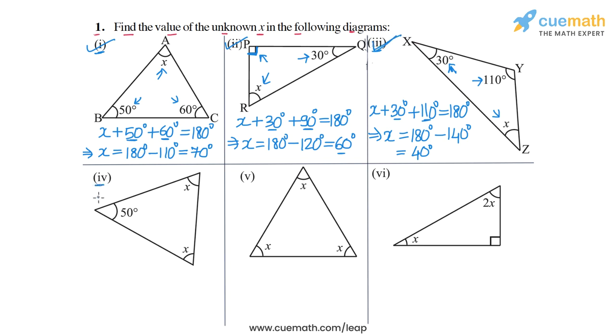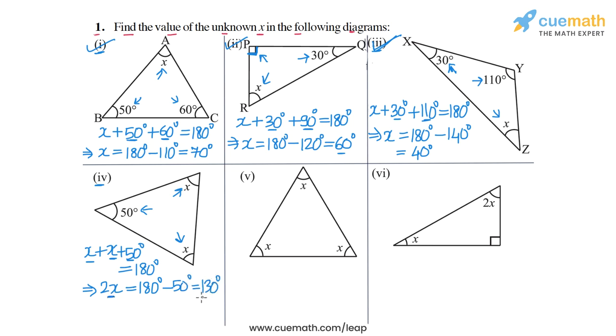Then in part 4, we have two unknown angles. We have x and x and we have 50 degrees. So the sum of these three angles should be 180 degrees. So x plus x plus 50 degrees should be equal to 180 degrees. So from this we will get 2x on the left side, x plus x is 2x, and we can take the 50 degrees to the right side. So we will get 180 degrees minus 50 degrees, or 130 degrees.